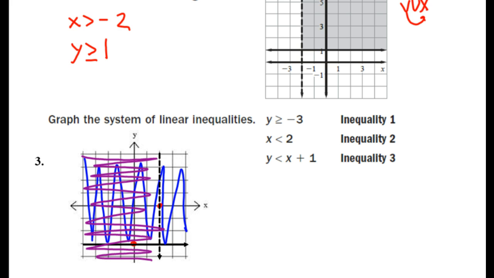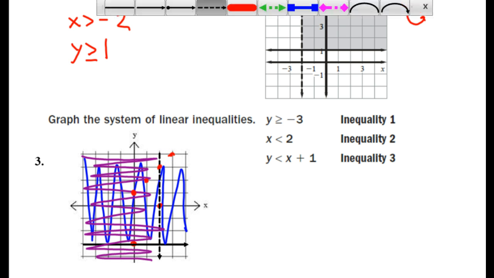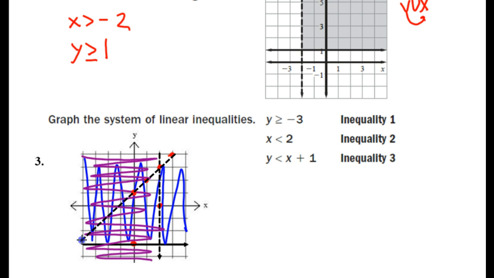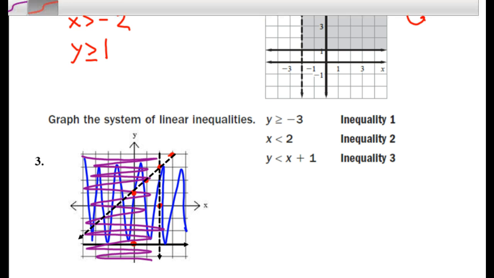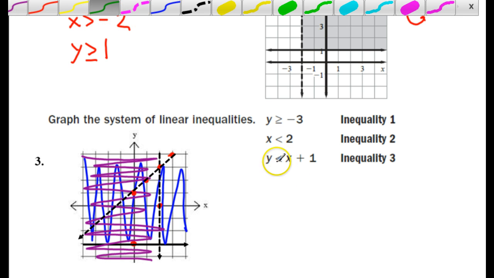Okay? And lastly, we have y is less than x plus 1. So find your, it's getting kind of messy here, but there's your intercept of 1. The slope is 1. So it'll go like that. Dashed line because it's less than, not less than or equal to. And now when we shade this, we're going to shade under because y is less than.